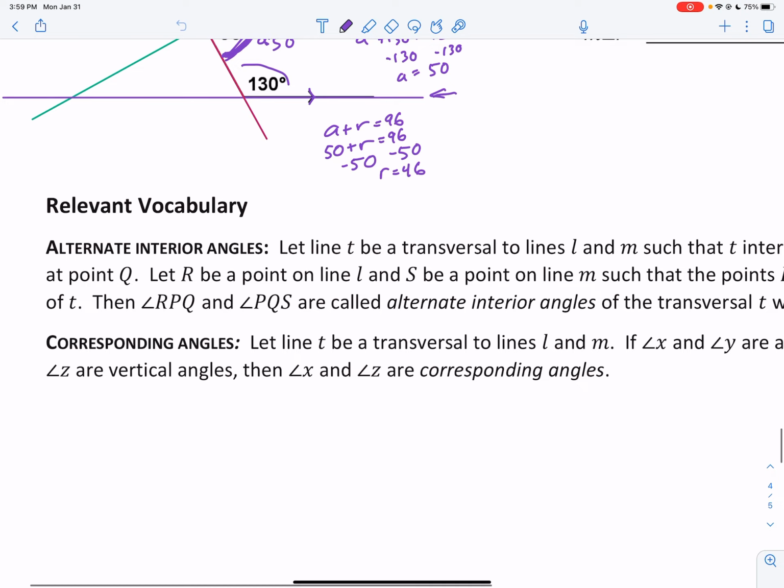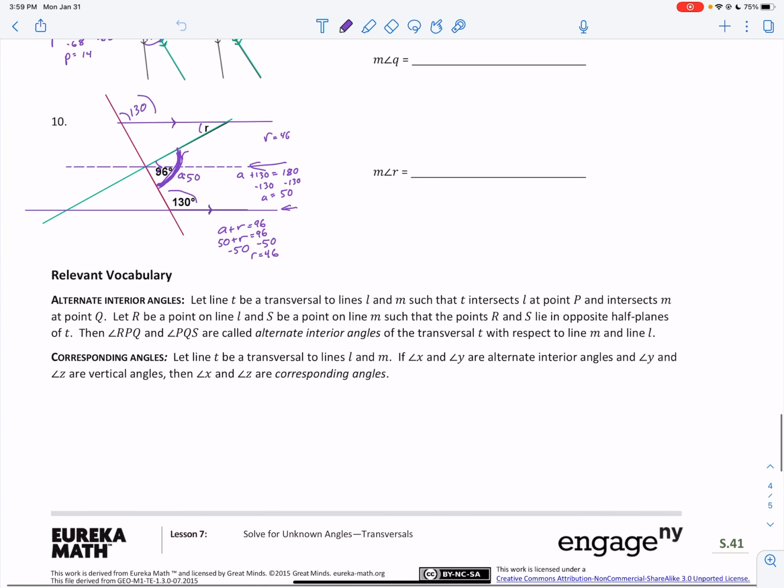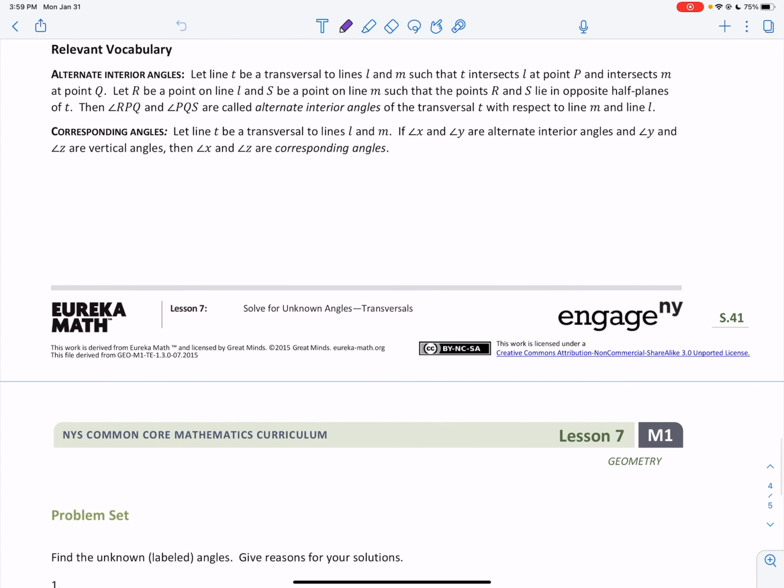Alternate interior angles. Here are the official definitions of this. So if you want to pause and look at the relevant vocabulary, it's in your book as well. But it's a good idea to actually be able to word it like this. Kind of make sure you're understanding the wording itself.